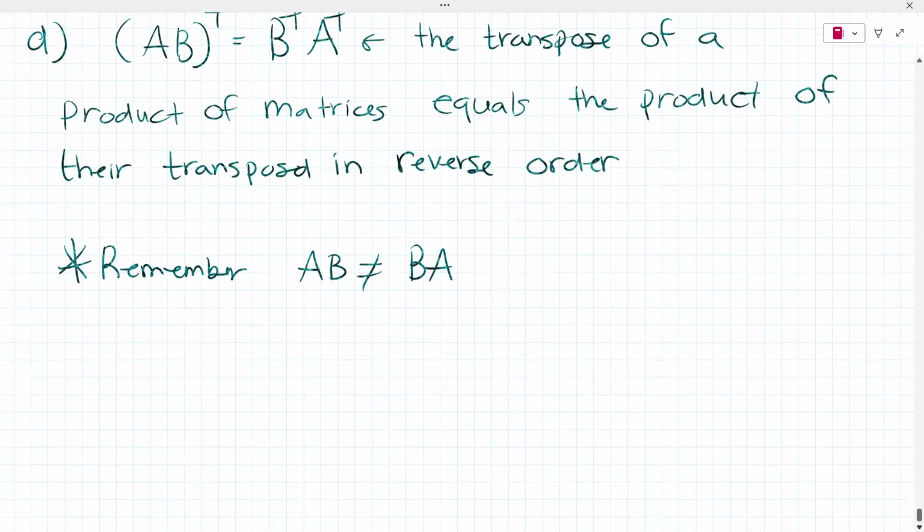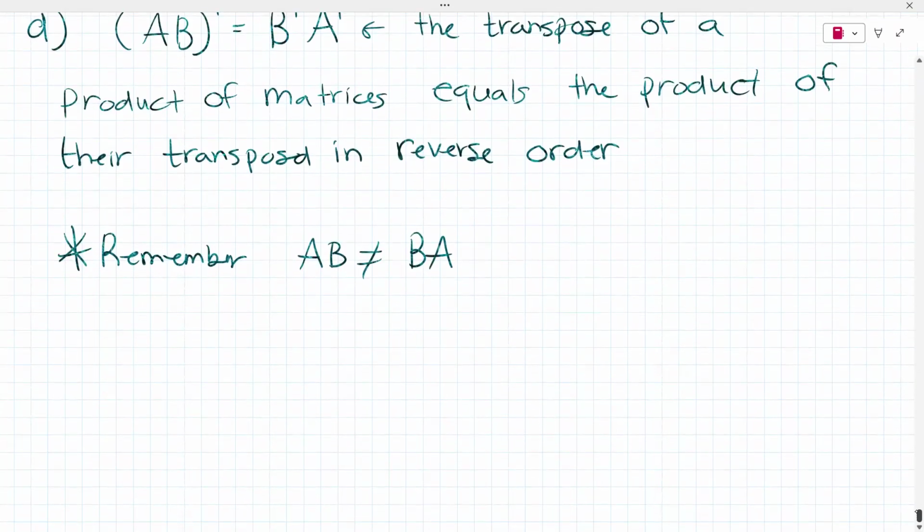And also remember, matrix A times matrix B does not equal matrix B times matrix A. We just proved that before. So this is basically an introduction to matrices, their properties and operations. We're going to go more in depth in the next videos. I'm going to stop here.